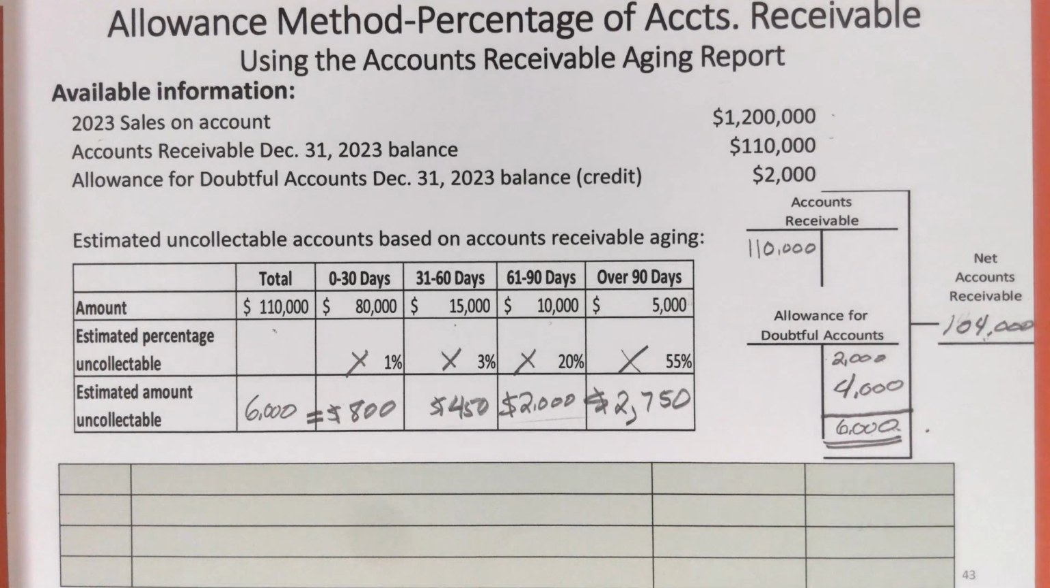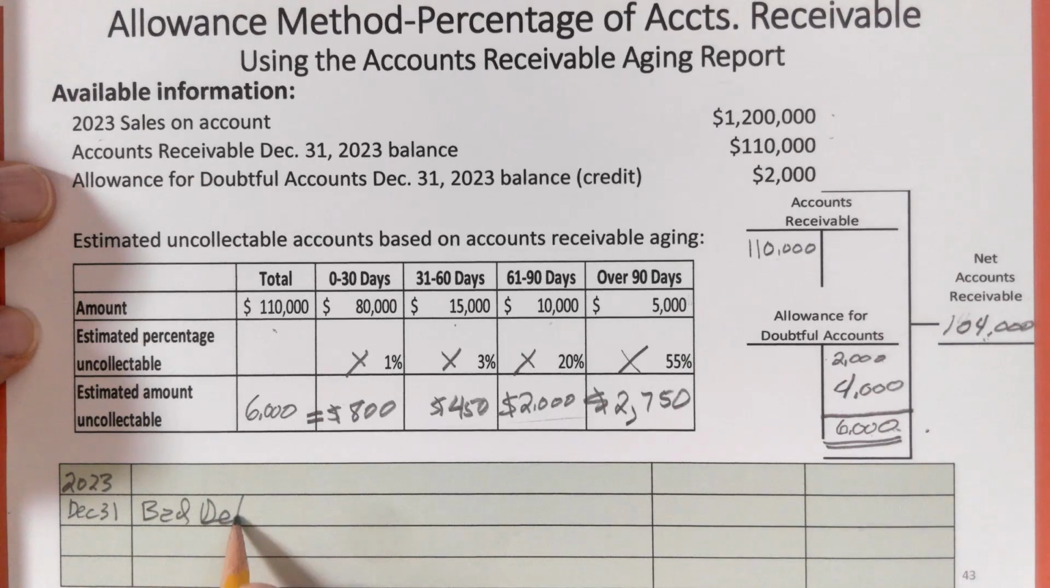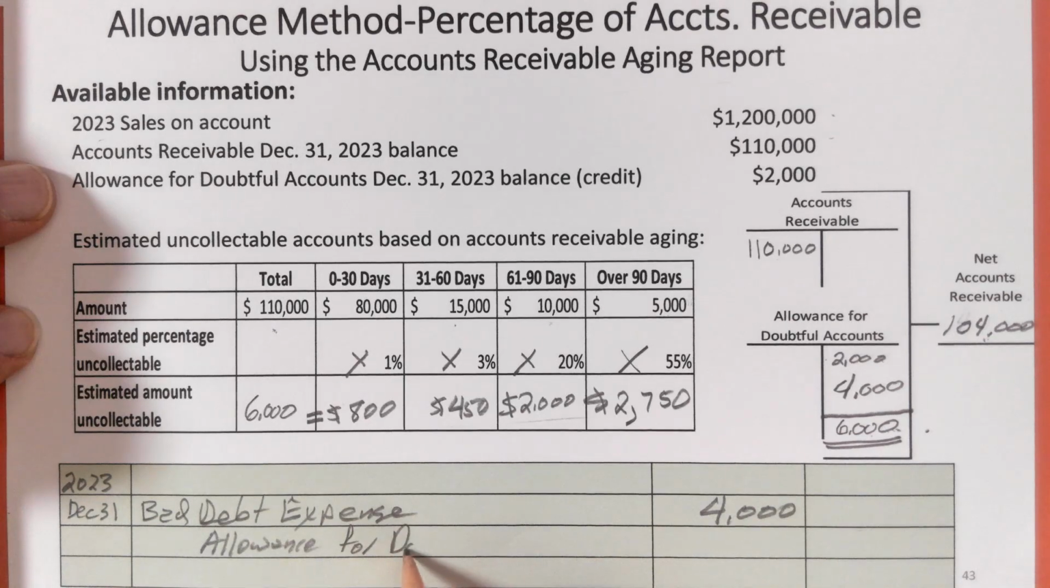$4,000 credit to the account. So what we'll do in 2023, and this would be an adjusting entry that we're probably going to make on December 31st, an adjusting entry at year end. We're going to debit bad debt expense for the $4,000 and credit the allowance for doubtful accounts, abbreviating a little bit just to save some time, of $4,000. And there is our entry.